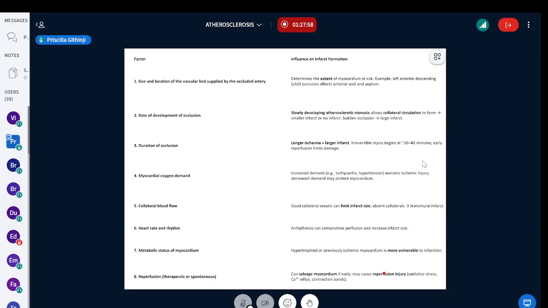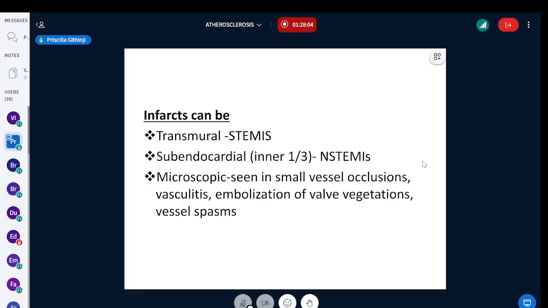But also I'm going to discuss reperfusion injury that can also occur when reperfusion is delayed. So the infarcts that form can be transmural, that affect all the layers of the heart. And this usually produces changes on your ECG, what we call STEMI, ST elevation myocardial infarction. So you have ST elevation on ECG. Then for your subendocardial, which affect the inner third of the lining of the heart, they most likely will give you non-STEMI, non-ST elevated myocardial infarction.